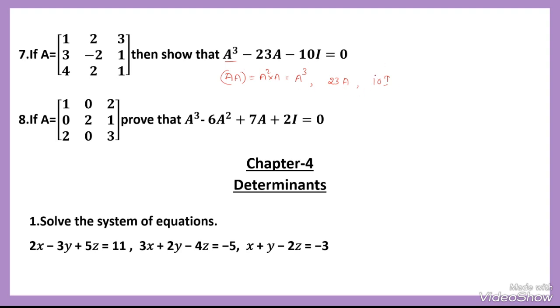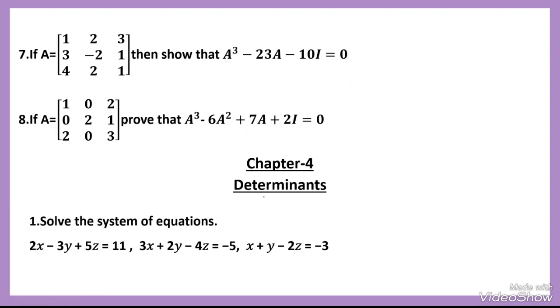While finding these values, again you have to substitute in the equation. In a similar manner, here also, while finding A into A, we will get A square. After finding these, again multiply by A, then we get A cube. Finding A cube, A square and A, substitute all the values here, you will get the result.